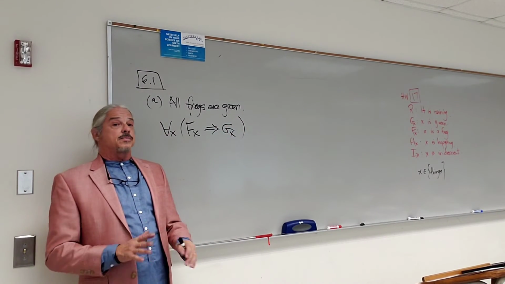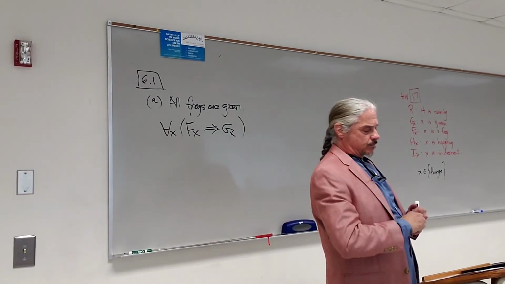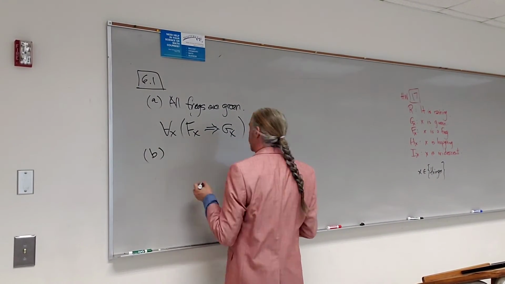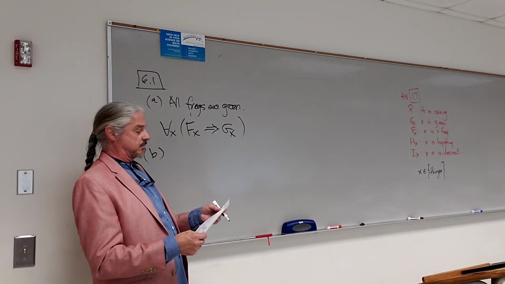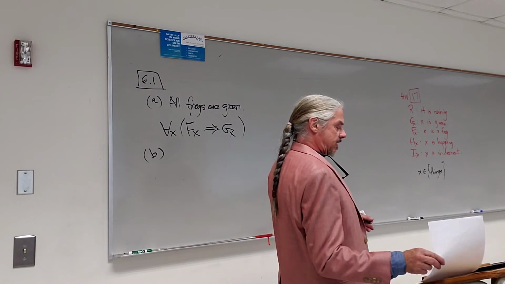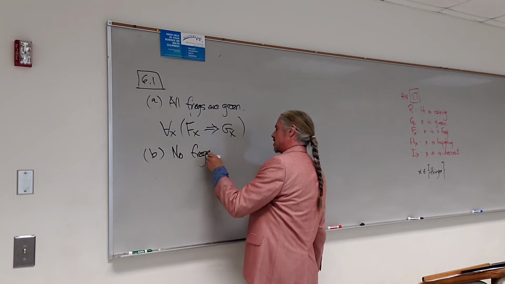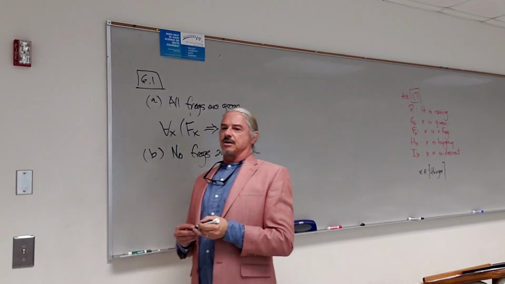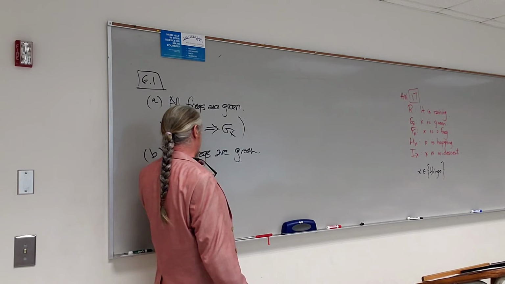So for B, would it be the same thing, the not symbol? Let's look at B. We're going to get a couple of these under our belt, and then I'm going to have you try some. I'm going to try my best to write the answers down quickly, but it's going to take a while. The next one says, no frogs are green, right? No frogs are green. Not just some frogs are green or not green, but no frogs are green.